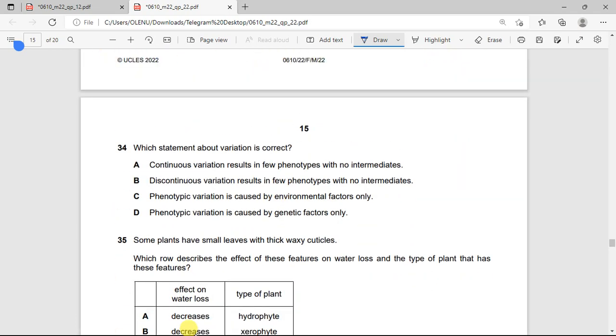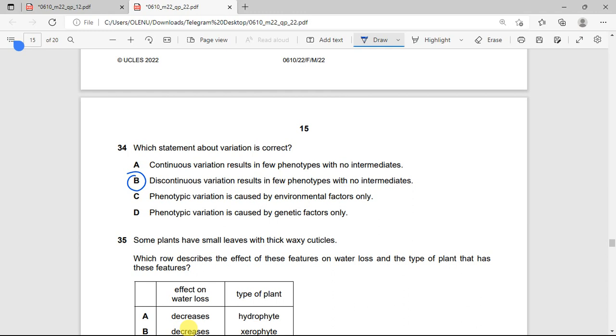Which statement about variation is correct? Continuous variation results in few phenotypes with no intermediaries. Discontinuous variation results in few phenotypes with no intermediaries. Yeah, in discontinuous variation, there are no intermediaries, but in continuous variation, there are intermediaries. So my answer will be B.